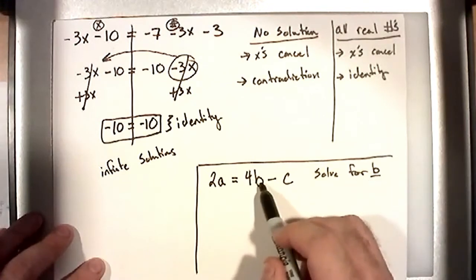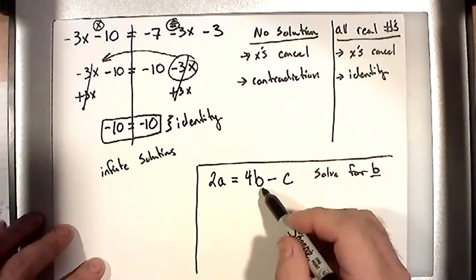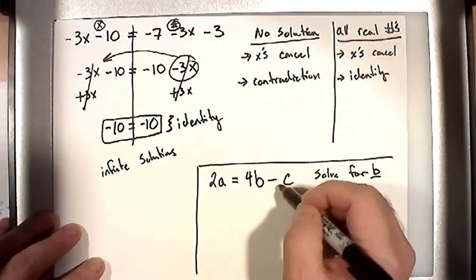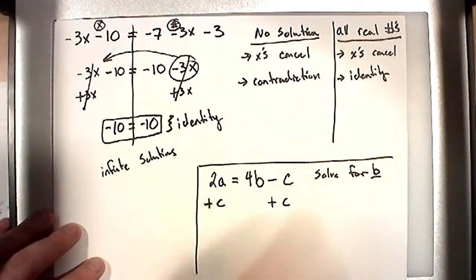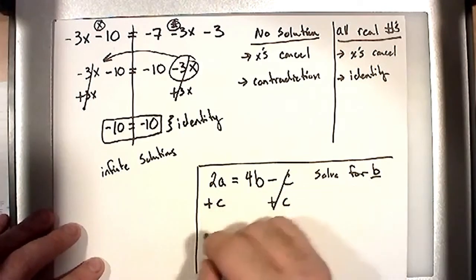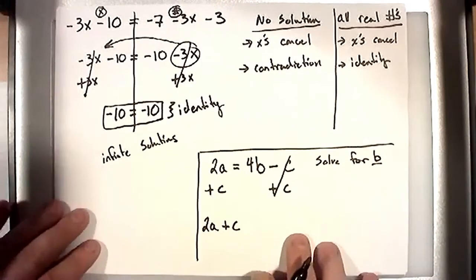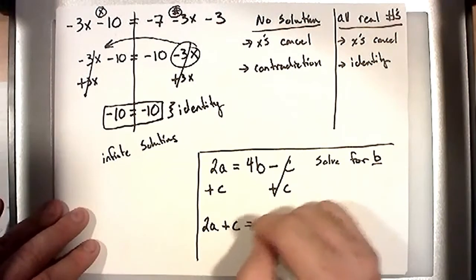We have 4 times b minus c. So that 4 needs to move, and the c needs to move. Don't get rid of the multiplication first. Get rid of the plus and the minus first. So I'm going to add c to both sides. And here's where people kind of freeze up. Well, I don't know what 2a plus c is. That's the beauty. It's not anything. 2a plus c, those are not like terms. So it's 2a plus c. Quite literally, just write it. 2a plus c doesn't add together to make anything. So 2a plus c equals 4b.